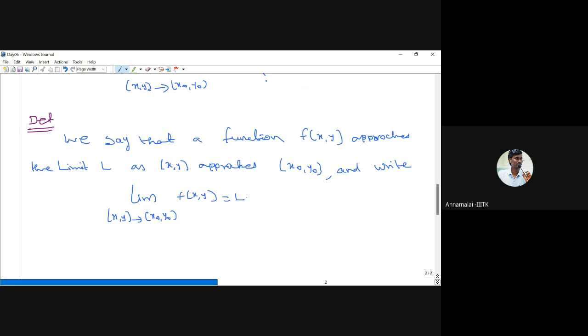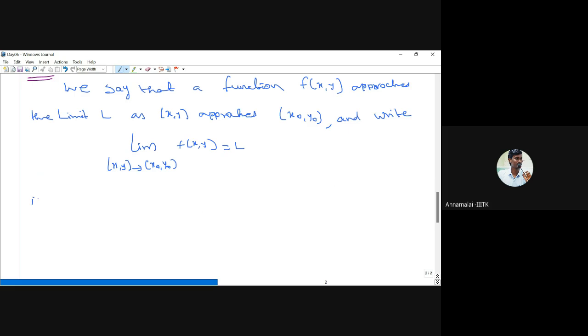So when we say this, for every epsilon greater than 0, there is a delta greater than 0 such that for any x comma y in D, we have the following whenever the distance between x comma y and x naught comma y naught is less than delta.